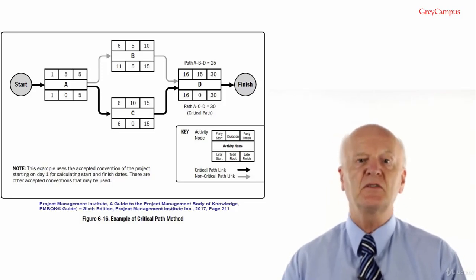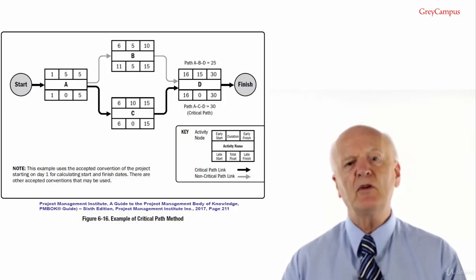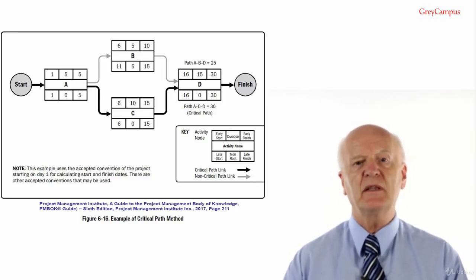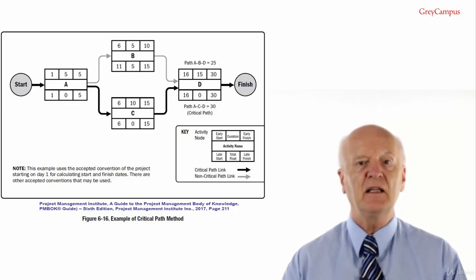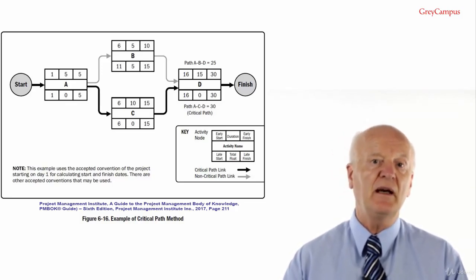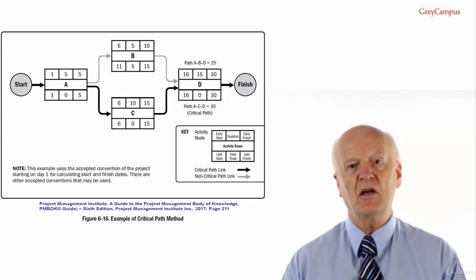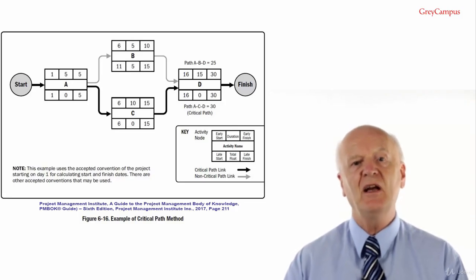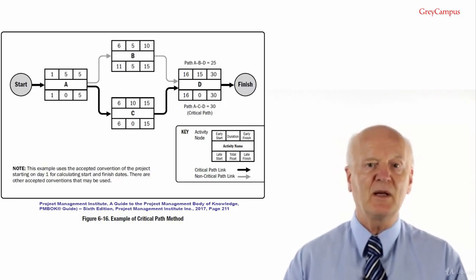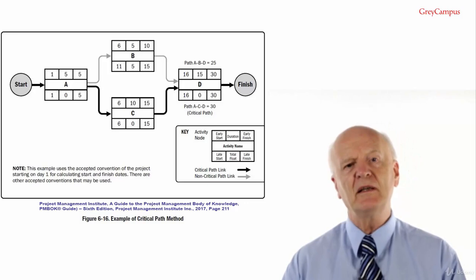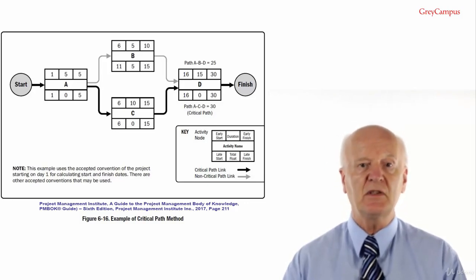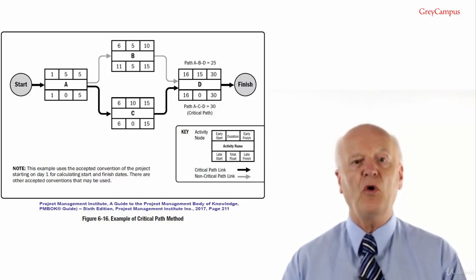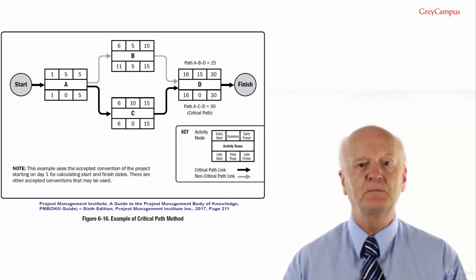Let's do a backward pass now to calculate the float. When we performed the forward pass, we started with the early start date and the first activity and then moved left to right. So now you can probably guess that for the backward pass, we start from the late finish of the last activity and move from right to left. But how do we know the late finish of activity D? That's easy because it's always the same as the early finish.